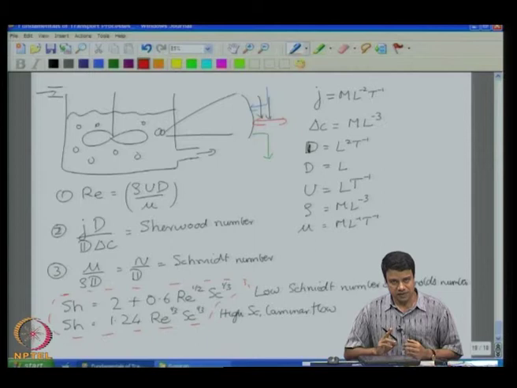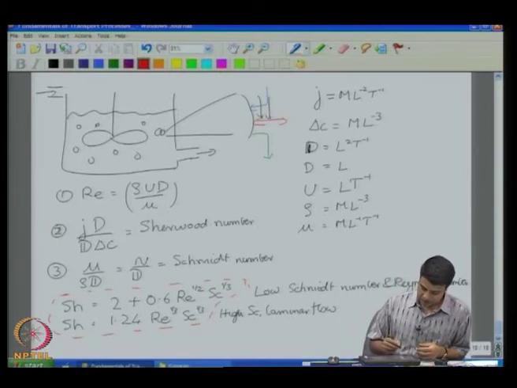I could do the same analysis for the heat transfer problem. And you will get correlations that are exactly of the same form, except that these correlations, instead of the Sherwood number, would have the Nusselt number, and instead of the Schmidt number, they would have the Prandtl number.